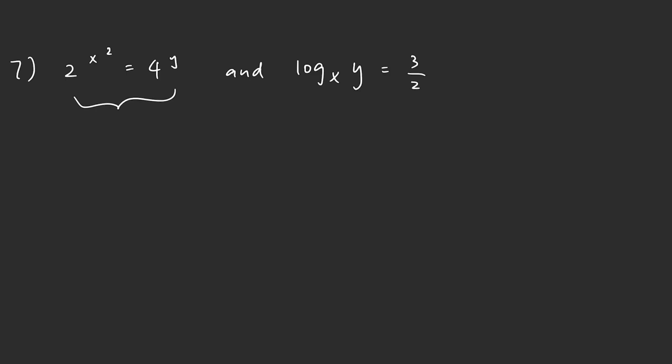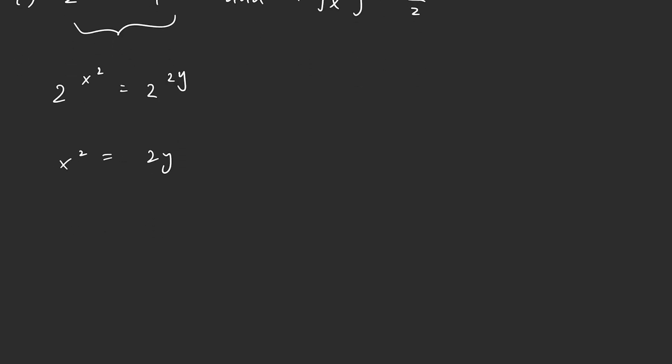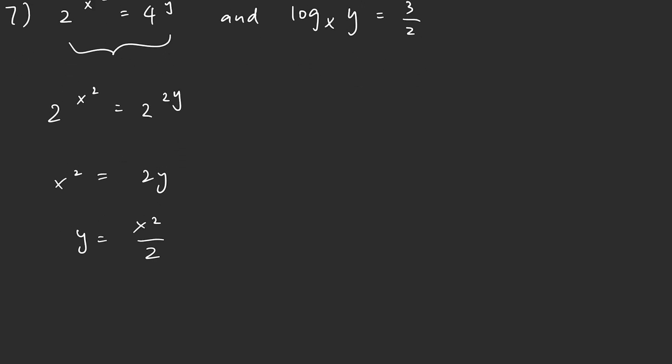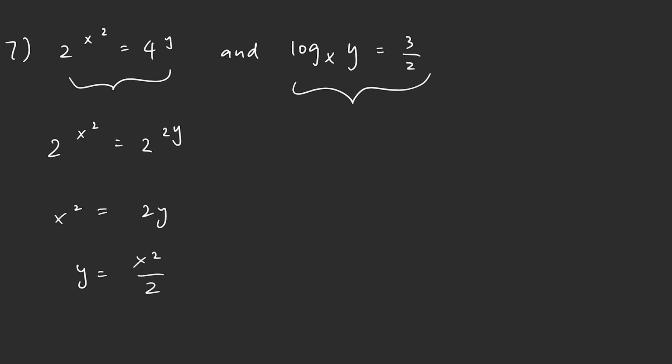So we have 2 to the power of x squared is equal to 2 squared, or 2 to the power of 2y, because 4 is 2 to the power of 2. So we have x squared equals 2y because our base is the same, and y is equal to x squared over 2. And now we can substitute this into our other equation to solve the set of simultaneous equations.